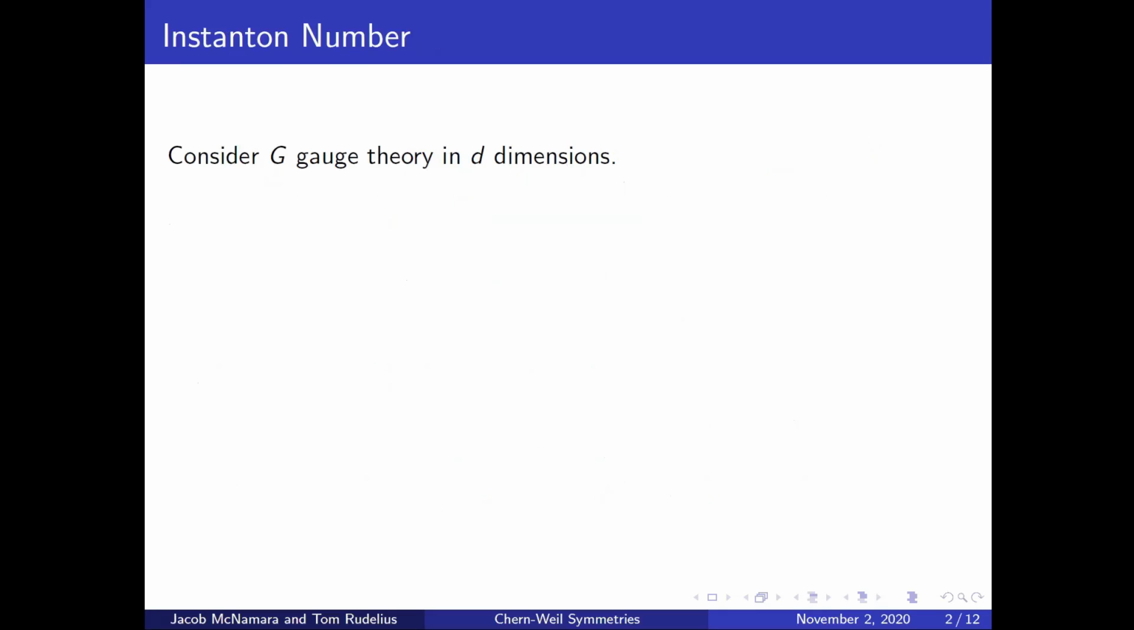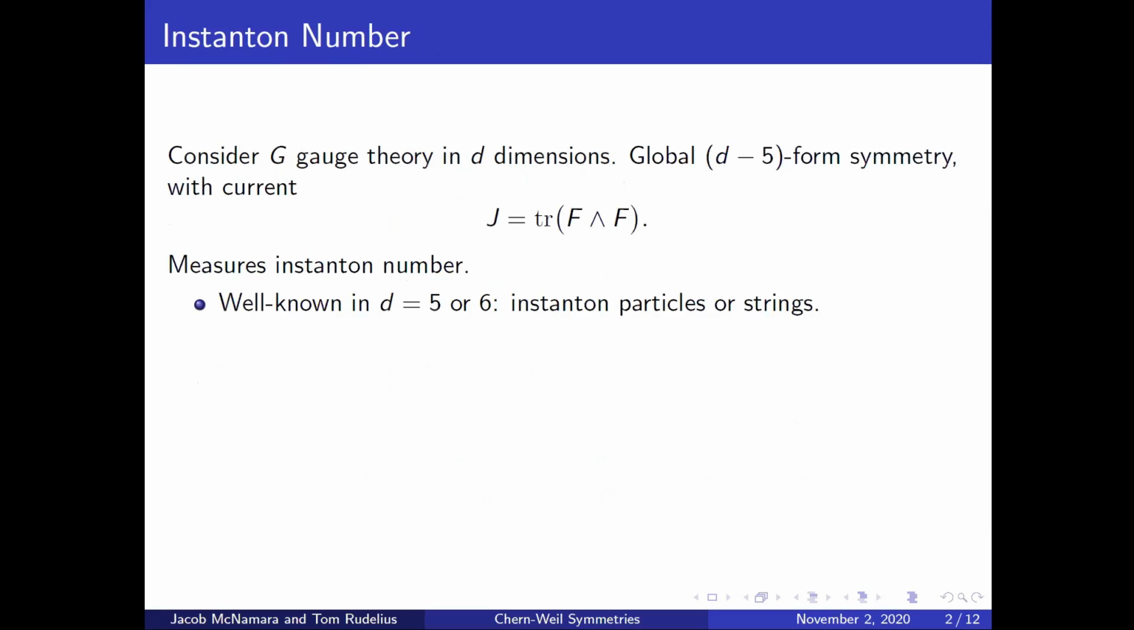So if we have a G gauge theory in D dimensions, we have a global (D-5)-form U1 symmetry, with current given by trace F wedge F. And this measures instanton number. This is, of course, well known in the case of d equals 5 or 6, for example, in the case of, say, SCFTs. In d equals 5, this is an ordinary symmetry, and it's the symmetry that counts instanton particles. In d equals 6, it's a one-form symmetry, and it counts instanton strings.